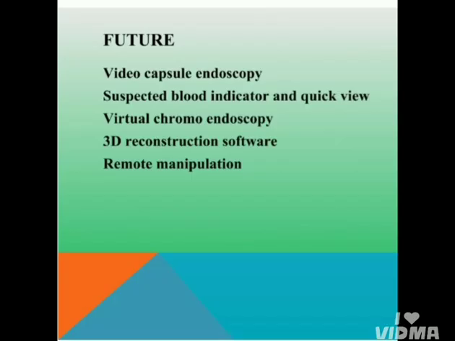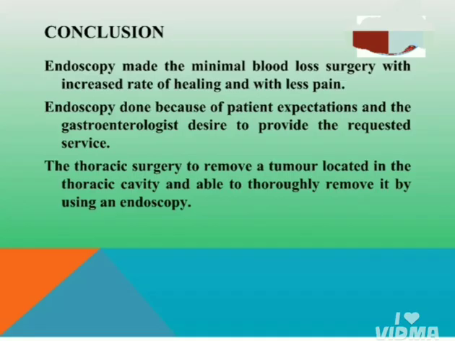Conclusion: endoscopy has made surgery possible with minimal blood loss, an increased rate of healing, and less pain. Endoscopy is done because of patient expectations and the gastroenterologist's desire to provide the requested services, such as thoracic surgery to remove a tumor located in the thoracic cavity and thoroughly remove it by using an endoscope.